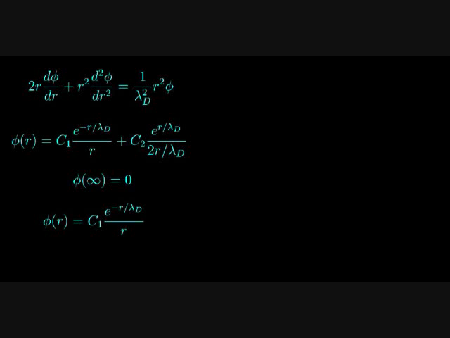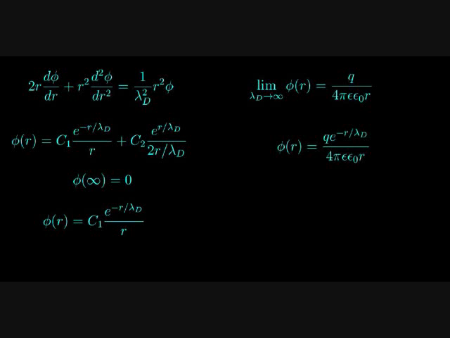We want to recover Coulomb's law when no ions are present, so we demand that in the limit of infinite Debye length, the potential is Q over 4 pi epsilon epsilon naught. This requires that C1 equals Q over 4 pi epsilon epsilon naught. Thus, the potential of a particle of charge Q immersed in an ionic solution is Coulomb's law attenuated by an exponential factor.